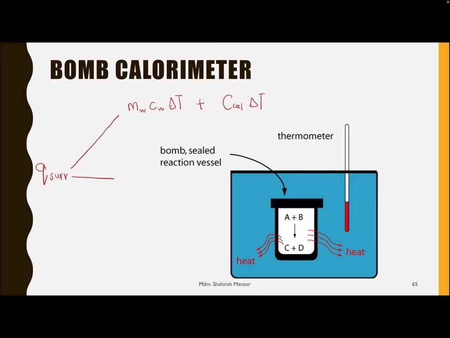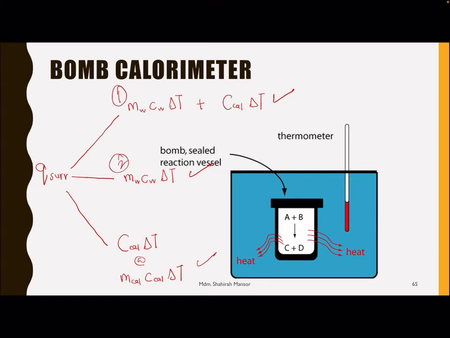And if we have the water alone as the surrounding, the formula will be Q surrounding equals to M water or solution, C water or solution times delta T. And if we have the calorimeter alone as the surrounding, to get the heat absorbed by the surrounding, the formula will be capital C calorimeter times delta T, or mass of calorimeter times small c of calorimeter, which is the specific heat capacity of the calorimeter, and delta T. So when you are dealing with the problems later on, you have to identify which formula to be used in your calculation, whether the first one, second, or the third.